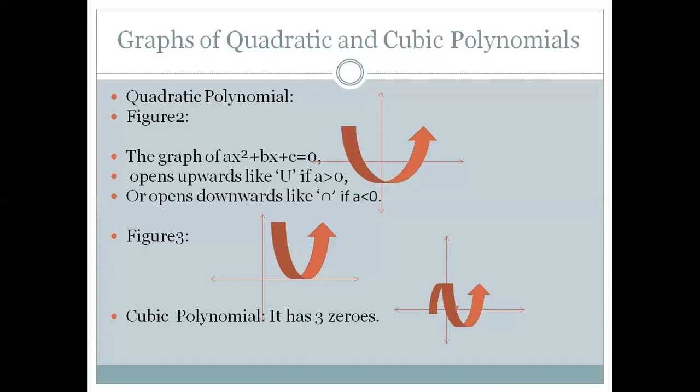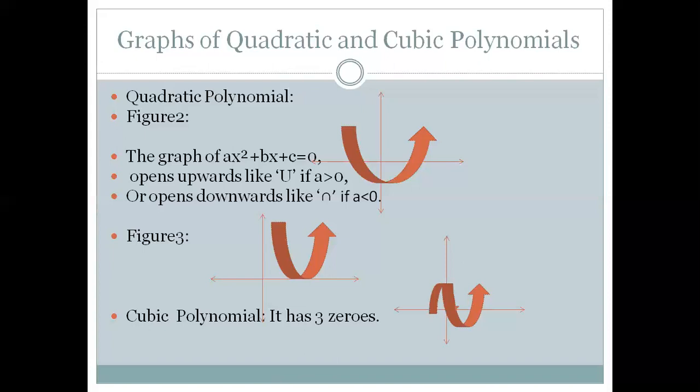You observe figure 3. In this figure, the U-shaped curve is intersecting the x-axis at only one point. That means it has two zeros, but both the zeros are the same. Okay, so you might have any doubt in this.